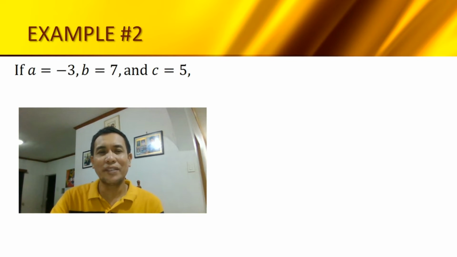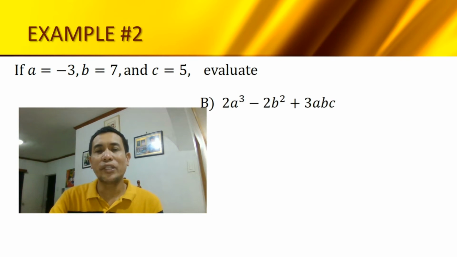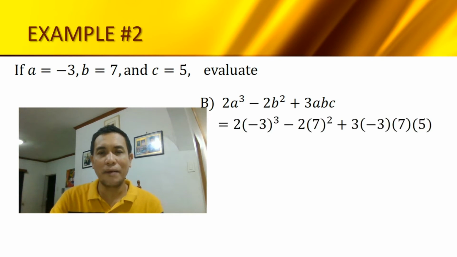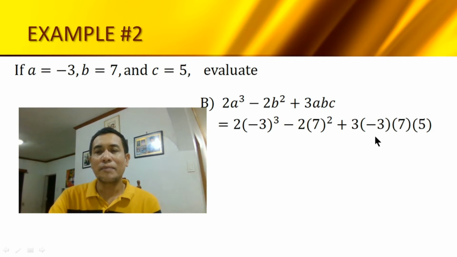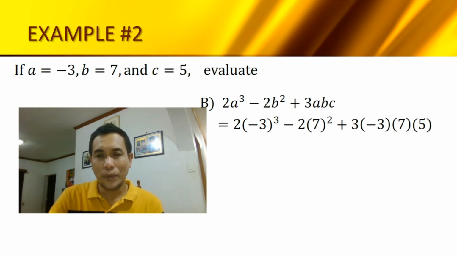We have the same given. A is equal to negative 3, B is equal to 7, and C is equal to 5. We're going to evaluate letter B, 2a cubed minus 2b squared plus 3abc. Okay, all we have to do is to plug in the given values for A, B, and C. Okay, so we have 2 times negative 3 cubed minus 2 times 7 squared plus 3 times negative 3 times 7 times 5. Then we will have to evaluate.